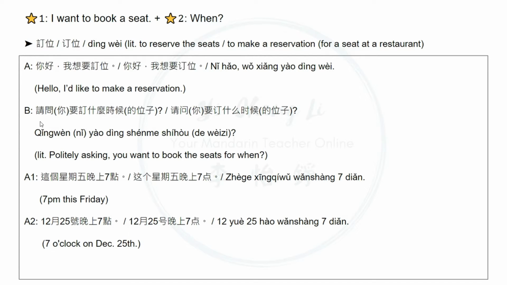So the person who works at the restaurant may ask you, 请问要订什么时候？ And of course, maybe they do not say 请问 and only say 要订什么时候？ Okay, full sentence again. 请问你要订什么时候的位置？ Literally, politely asking, you want to book the seat for when? Okay.